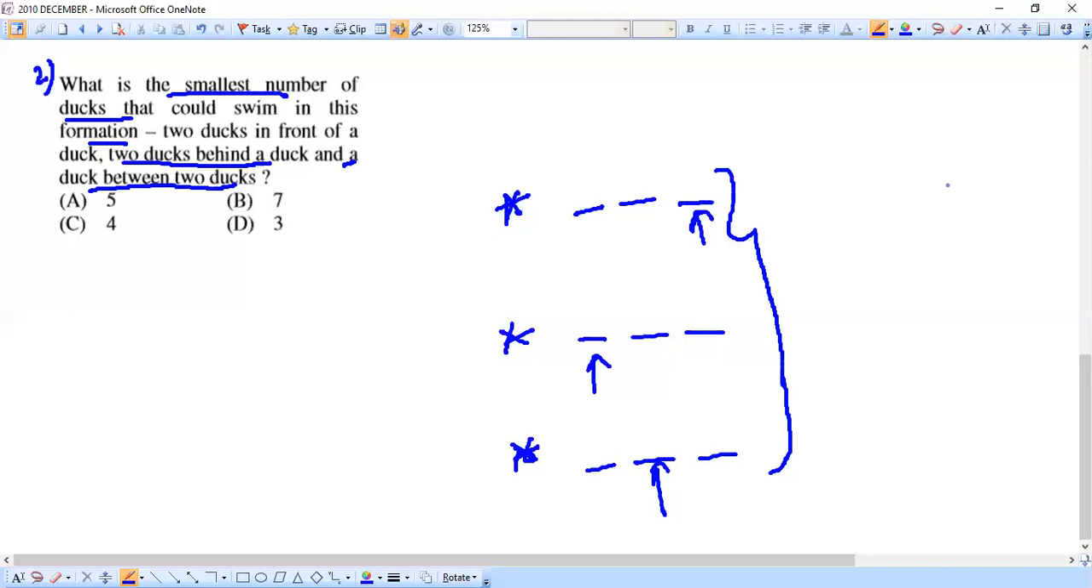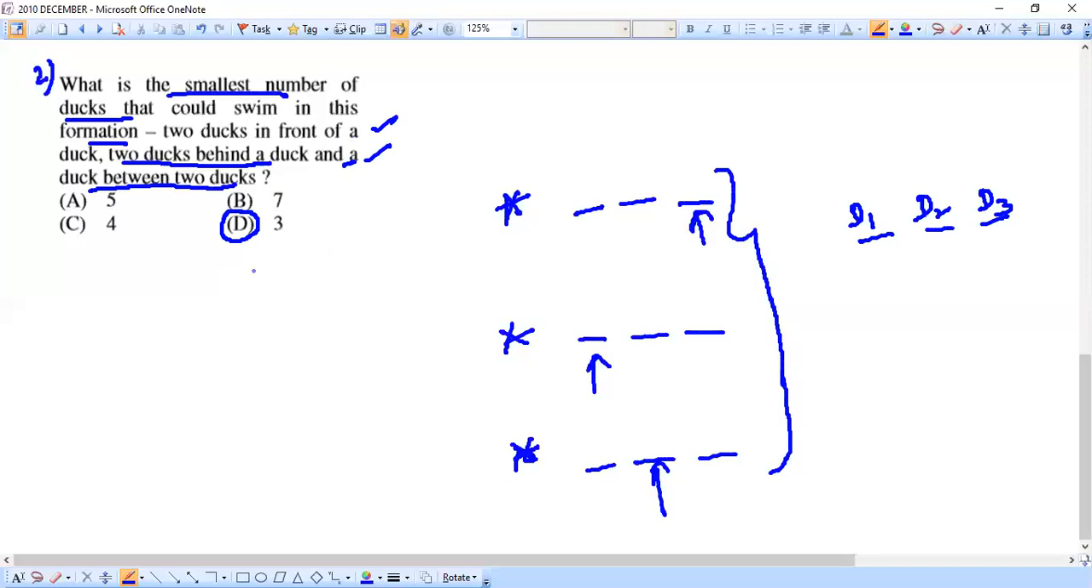So it is enough if we have only three ducks: duck 1, duck 2, duck 3. Now all three conditions will be satisfied. Duck 1 is in the front, the other two are in the back. Duck 3 is at the back, and two ducks are in the front. Duck 2 is in the middle, with one duck in the front, duck 1, and the other in the back, duck 3. So with three ducks itself, we can satisfy all the conditions given in the formation. The answer is three ducks. There's nothing to calculate here. It is again a logic-based, number-based question.